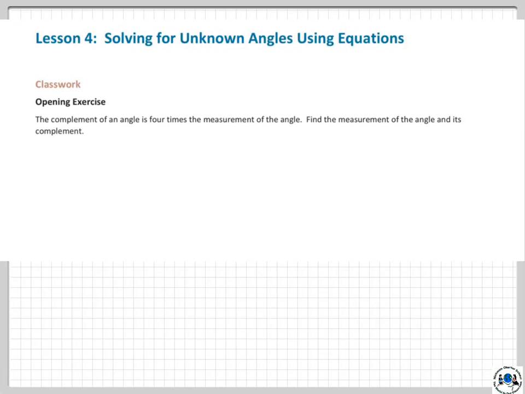There is no actual diagram of an angle situation. There are only these statements right here. The complement of an angle is 4 times the measurement of the angle. Find the measurement of the angle and its complement. This is not so very different from some activities we did a long time ago. Some of you will remember that.